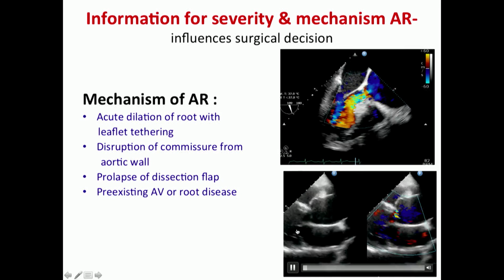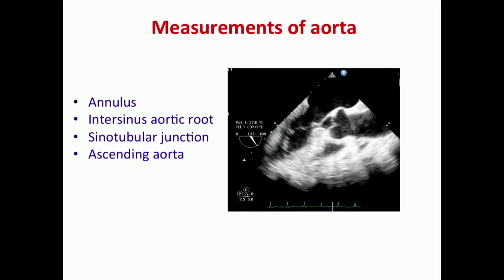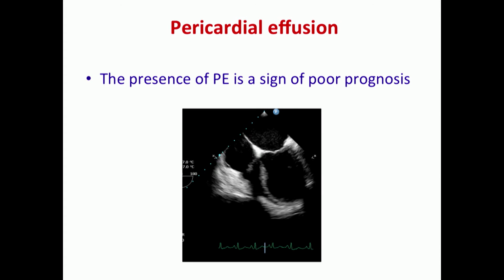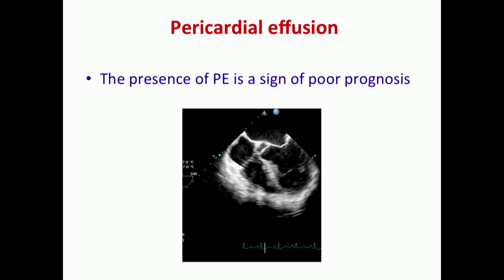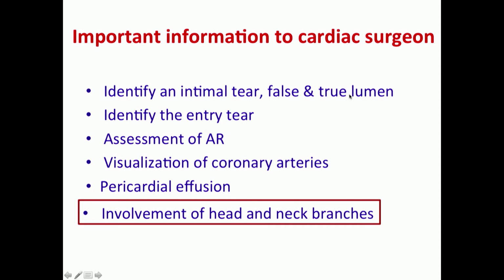Here the transthoracic echo has got a big role. We should measure the aorta starting from the annulus to the ascending aorta. Pericardial effusion should be excluded because it is a sign of poor prognosis. Thus we see we can give all the information, like identification of the entry tear, assessment of the AR, visualization of the coronary arteries, etc., to the surgeon other than involvement of the head and neck branches.